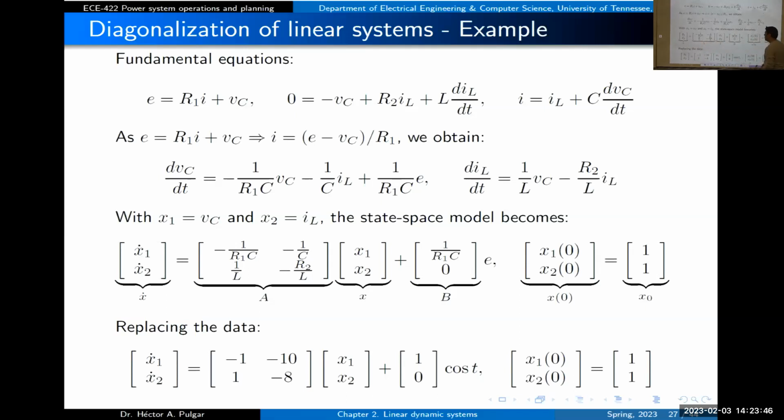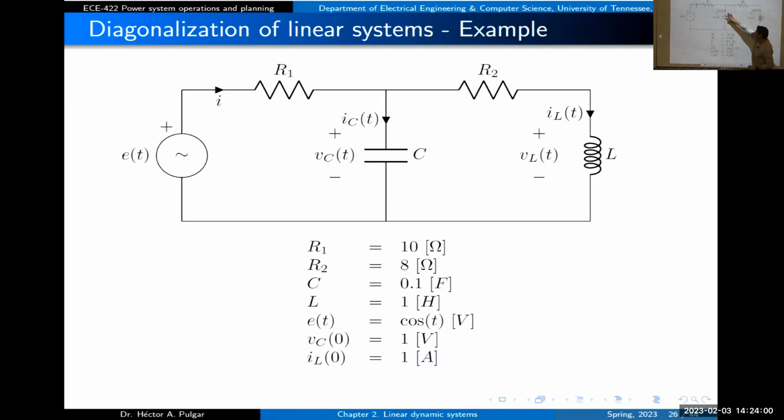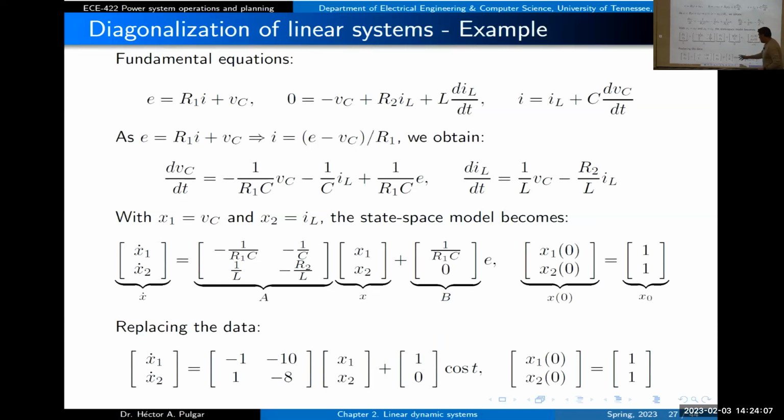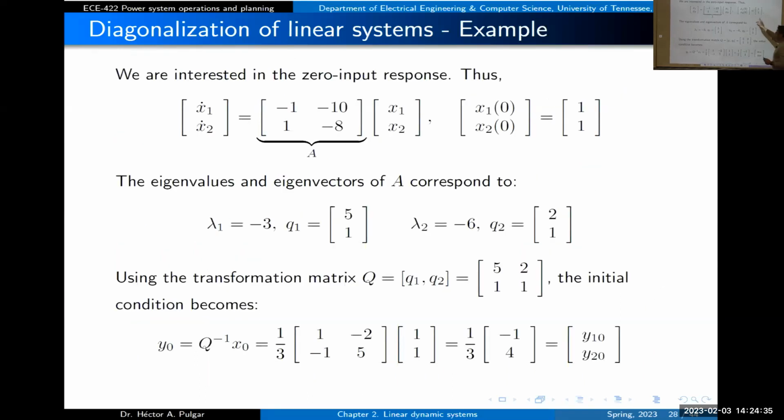So this is going to be the A matrix for the system, and this is the vector for the input. We're going to assume that E is 0 anyway, and this is the initial condition for this circuit, which is given right here. You will have a voltage of 1 volt and a current of 1 amp. Okay, so the voltage E has this sinusoidal behavior, cosine of t, but when we review numerical solution of this type of system, we will deal with the whole system actually. But now we're going to focus on the 0 input response. So this term will be 0, and we will just need to study the autonomous system. And that's what we have here.